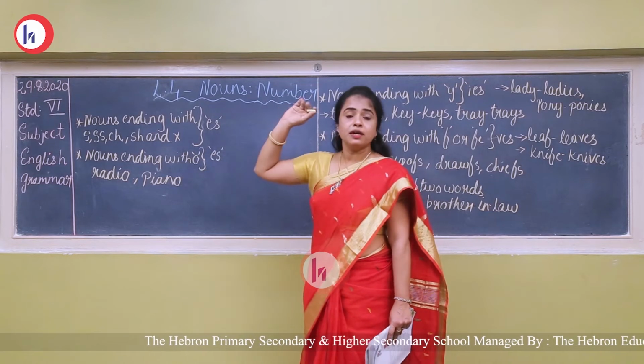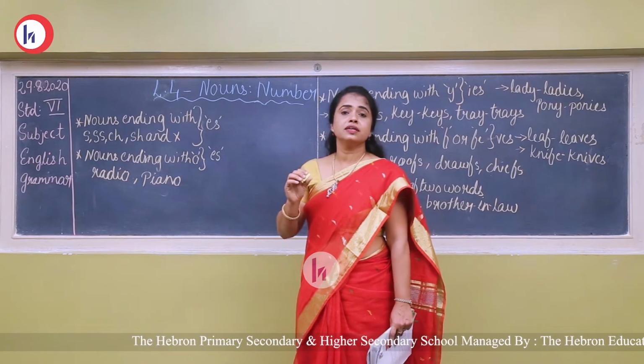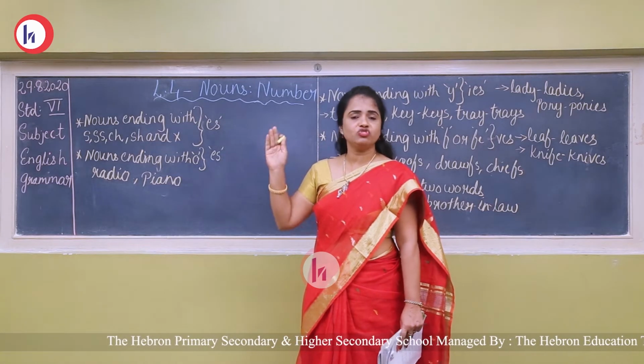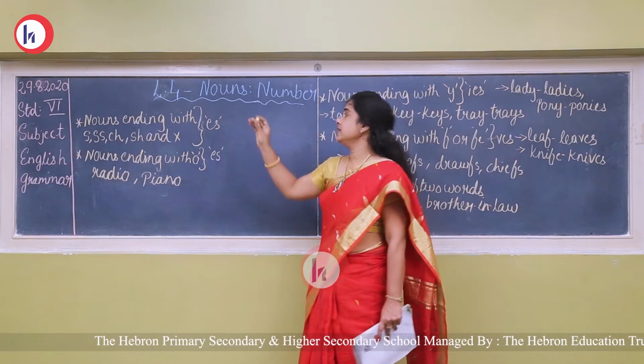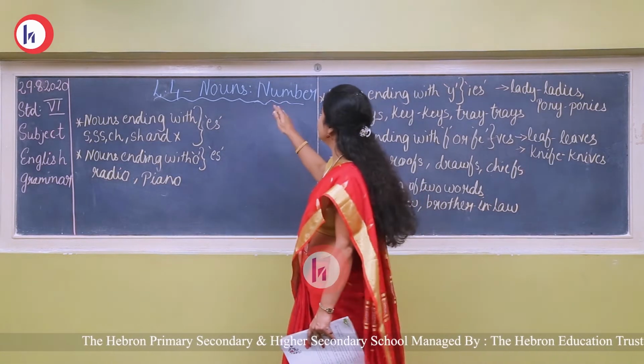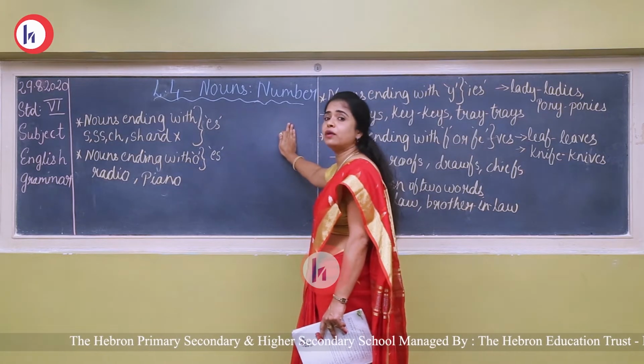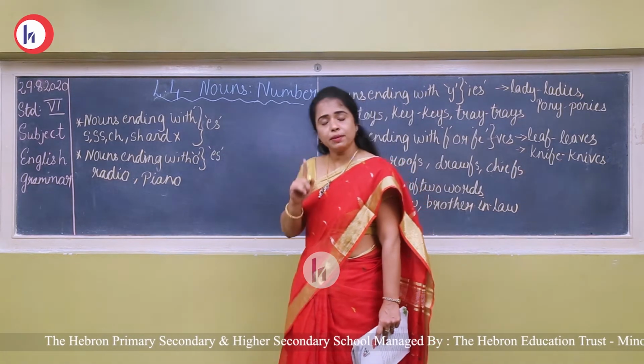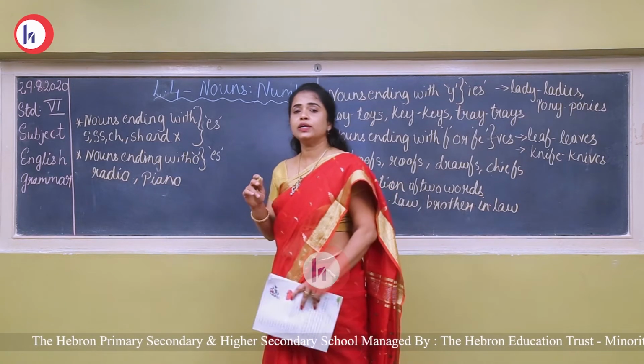For example, toys, boys, teachers, fathers, sisters, pens, books, tables, chairs, etc. When your noun refers to more than one person, it is known as a plural noun. And if it refers to only one person or place, then it is known as a singular noun.